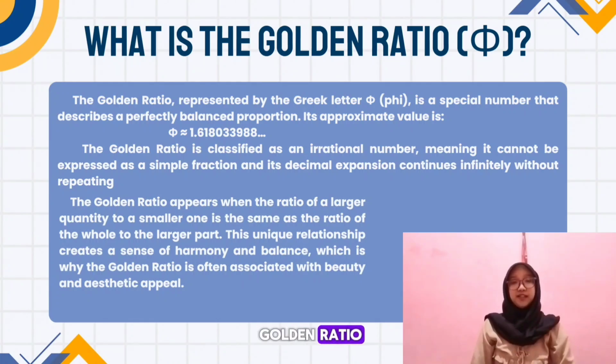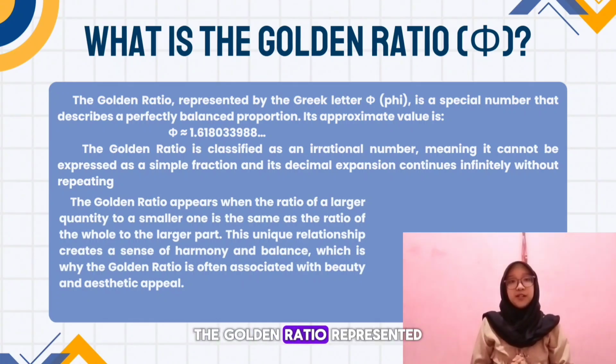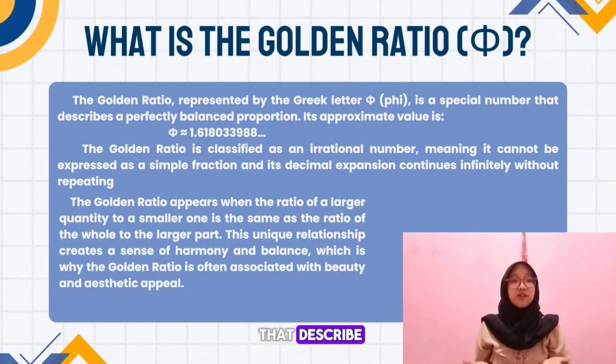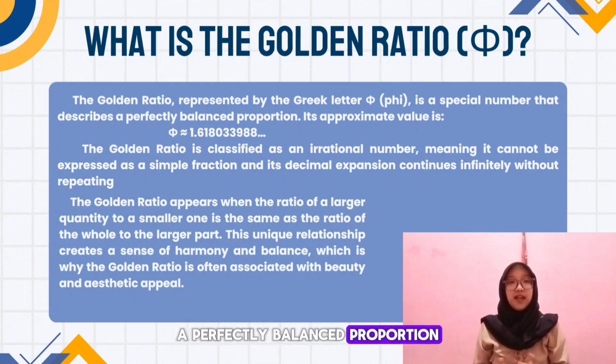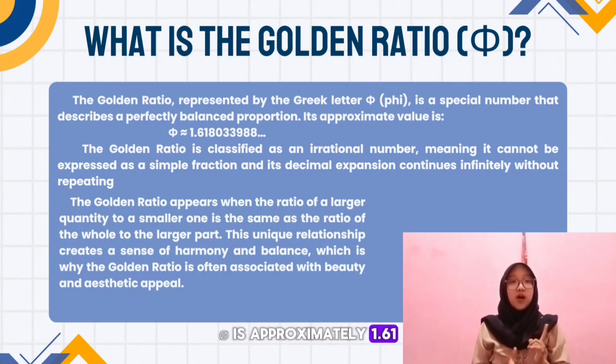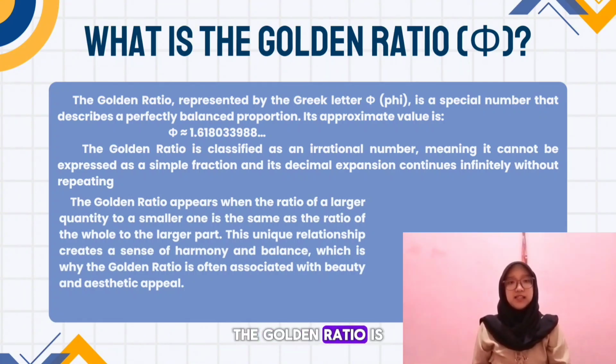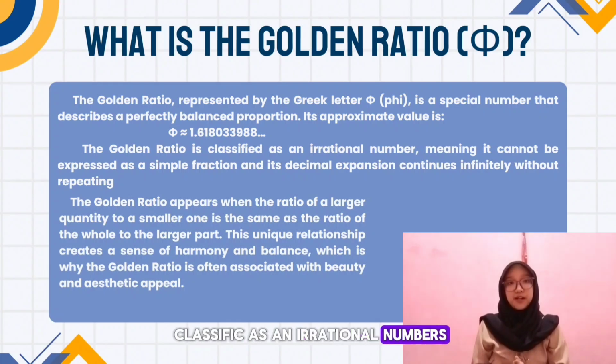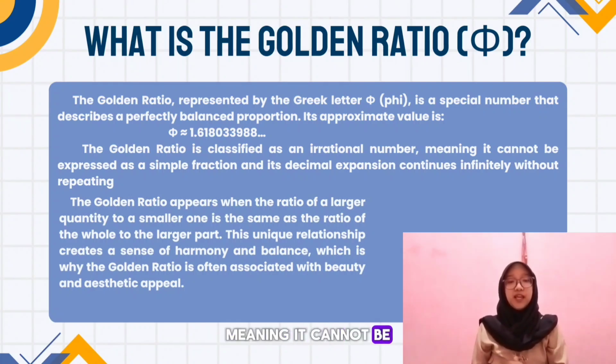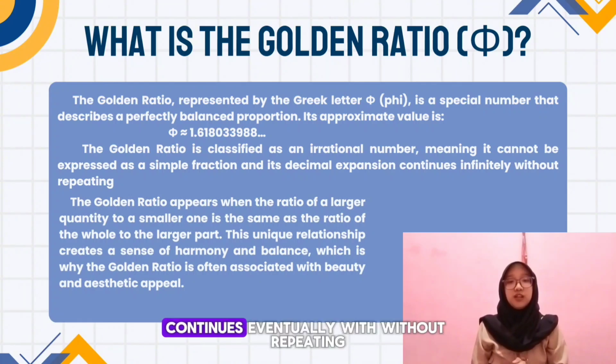What is the golden ratio? The golden ratio, represented by the Greek letter φ, is a special number that describes a perfectly balanced proportion. Its approximate value is φ ≈ 1.61803398. The golden ratio is classified as an irrational number, meaning it cannot be expressed as a simple fraction and its decimal expansion continues infinitely without repeating.